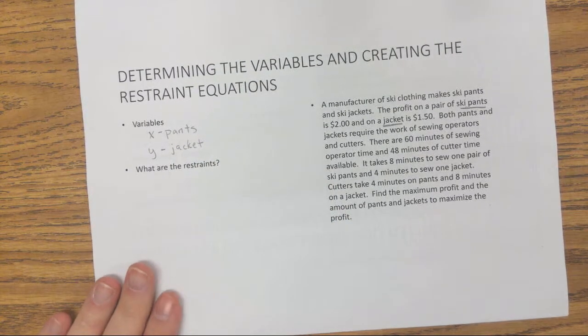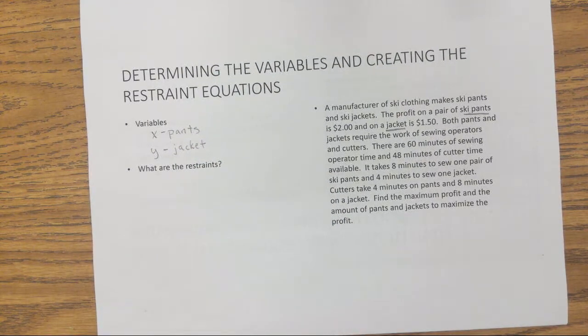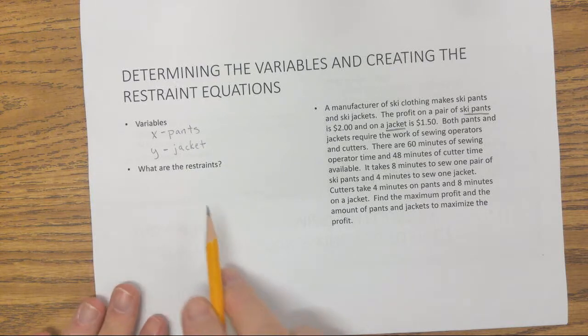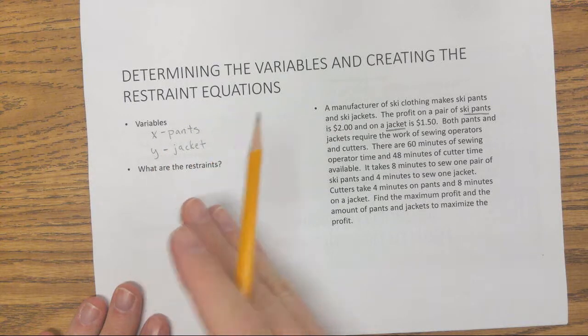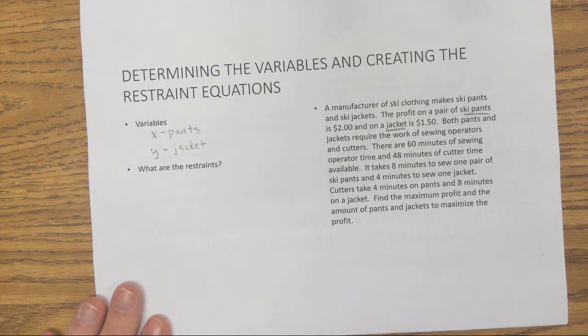If X is the pants and Y is the jackets, let's think about some things here. When I'm doing this, I need to think about the lower restraints. So what's the minimum number of pants that I can make?